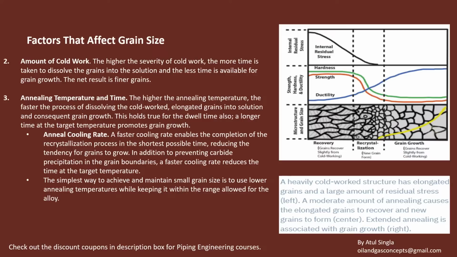Now to understand the impact of cold work and annealing temperature on grain size and the mechanical properties, we have to look at this diagram. If you look at this section right here, we are doing heavy cold working in this part of the material. That means at the time of heavy cold work, these grains will be elongated. This kind of structure change will be there.